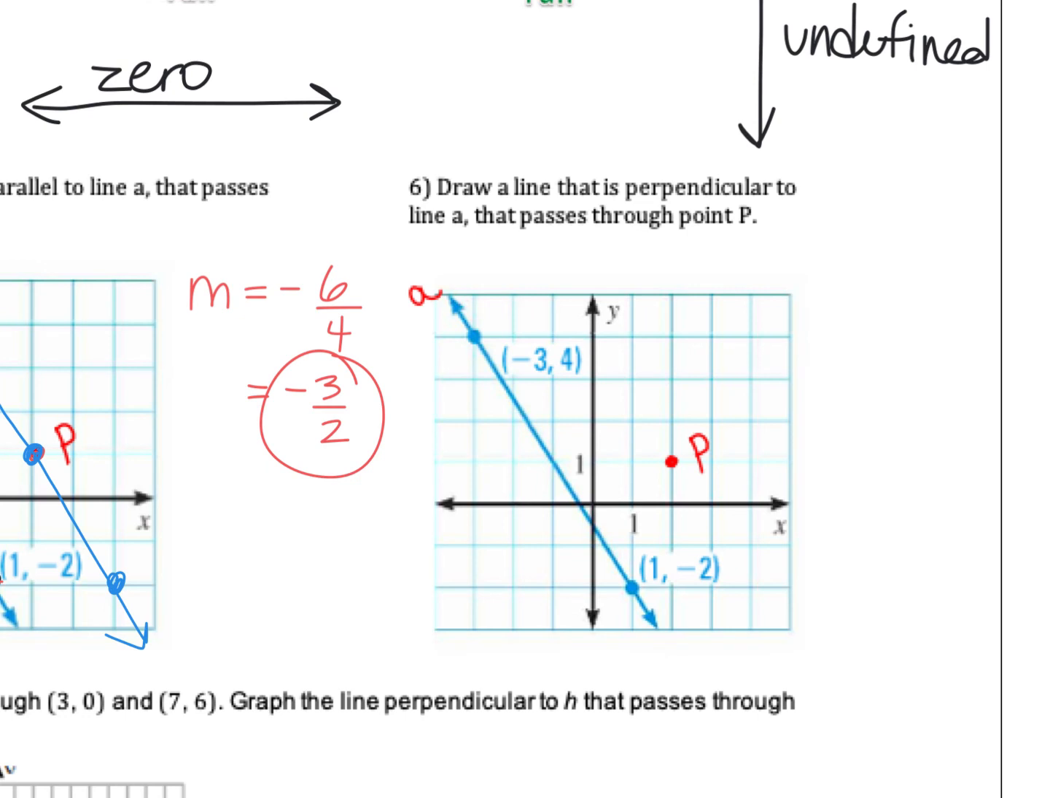Okay, number 6, same kind of thing, but draw a line that is perpendicular. We already did this, guys. We know that the slope is going to be negative 3/2. So if it was perpendicular to negative 3/2, then what should my slope be? So change of sign is positive 2/3. So starting at P, you would go up 2, right 3. And then reversing down 2, left 3.